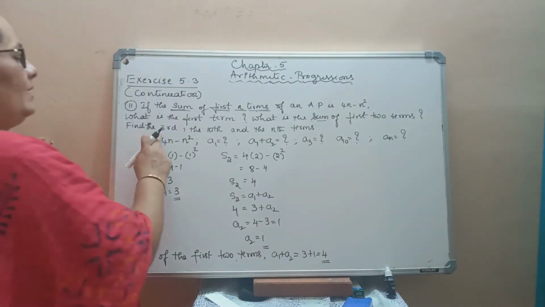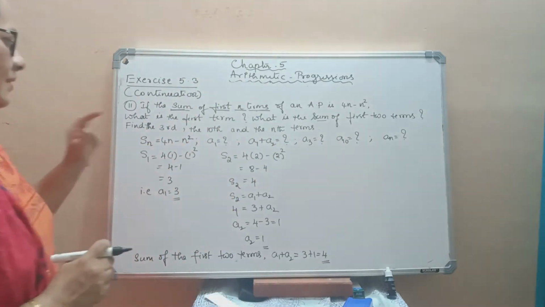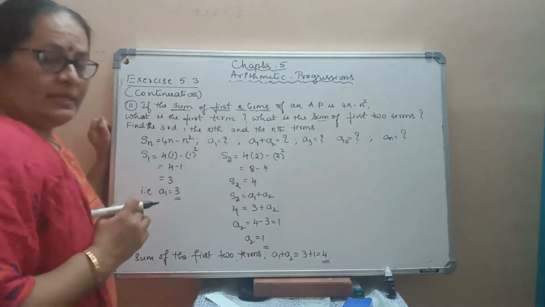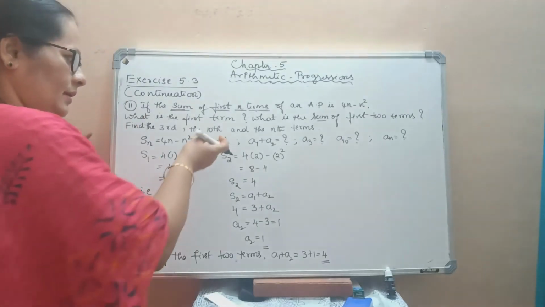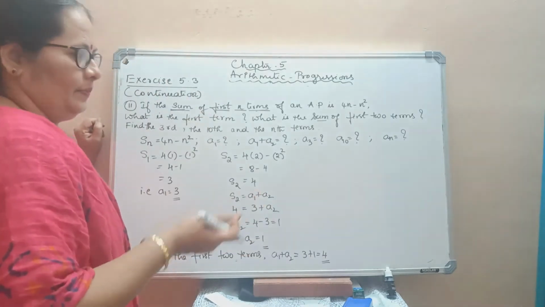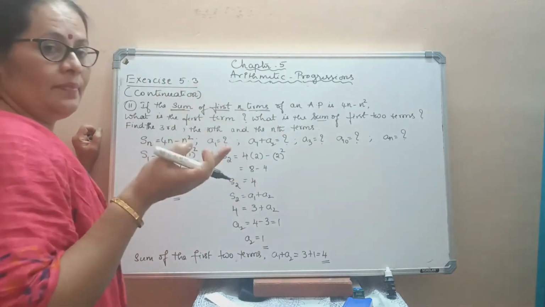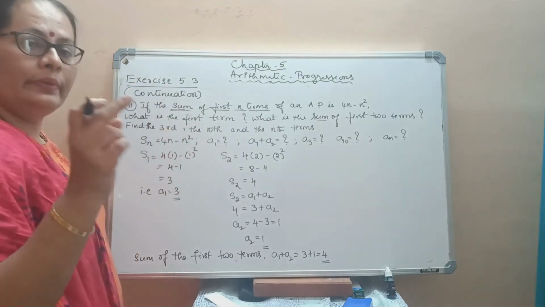Then find the third term, 10th term and nth term. To find the third term, the formula is A plus 2D. Find the 10th term, A plus 9D. Then find the nth term. Nth term is A plus n minus 1 into D.